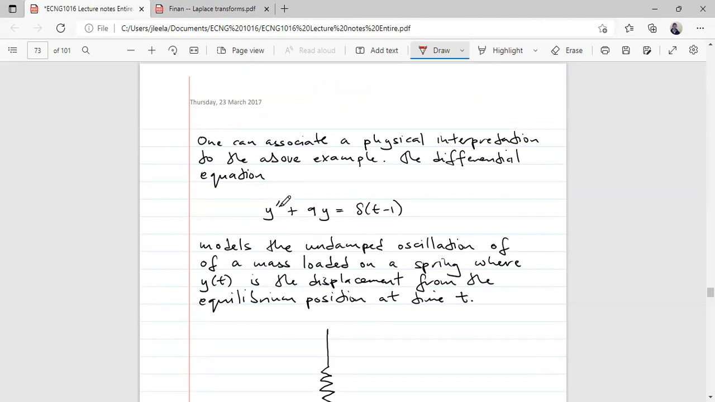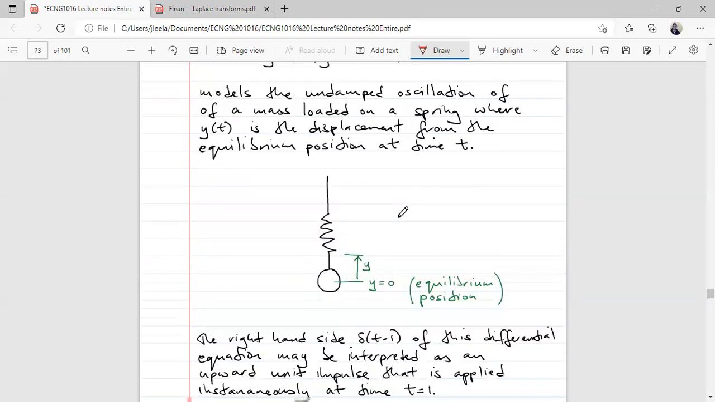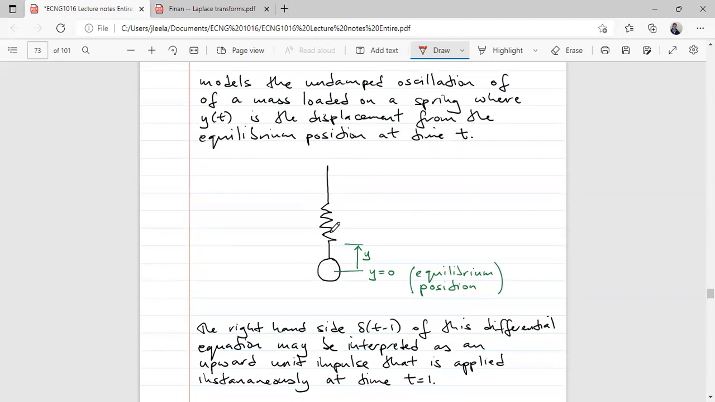Second order: y double prime plus 9y is equal to the Dirac delta of t minus 1. It models the undamped oscillation of a mass loaded on a spring, where y(t) is the displacement from the equilibrium position at time t. Look at it here on a diagram. So basically this spring, the object hanging there, is in equilibrium.